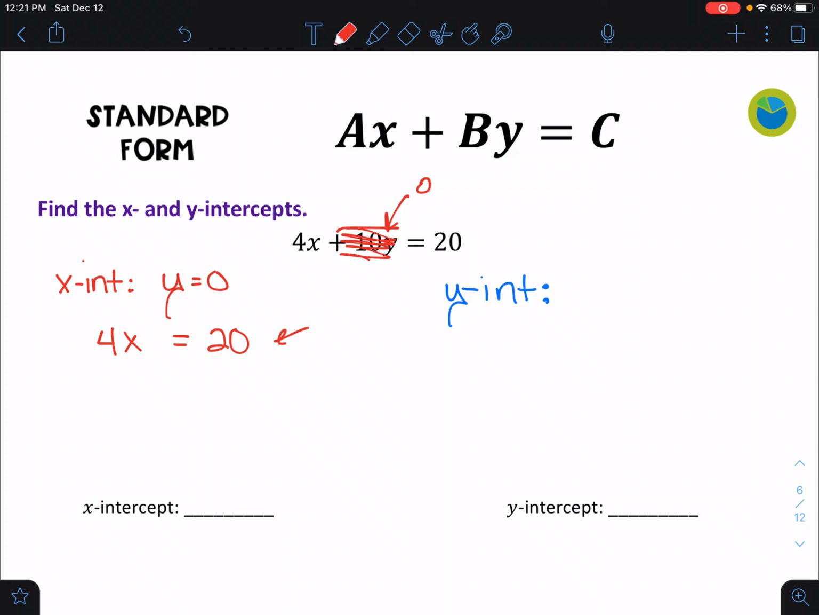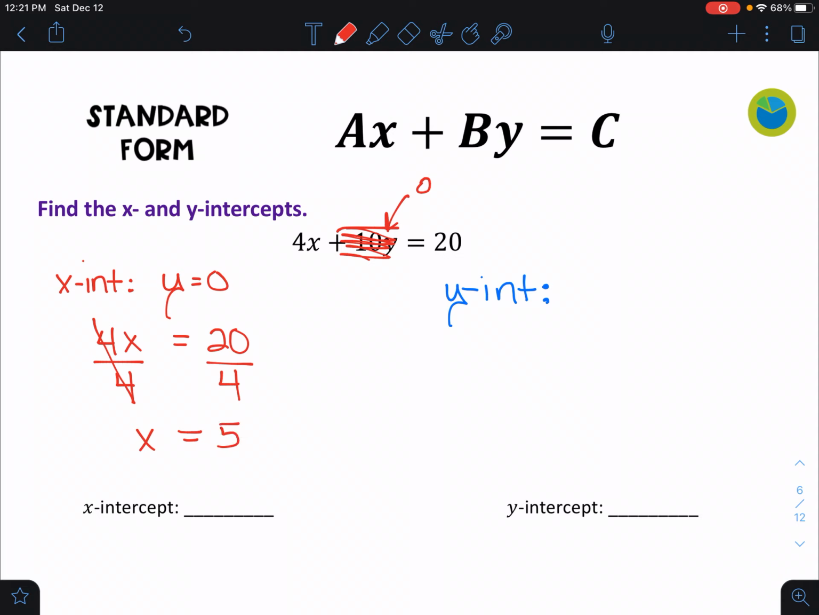So now what I'm going to do is solve this equation right here for x. So I'm going to say, how do I solve this? We did this at the beginning of the year. That's 4 times x. So I'm going to do the opposite and divide by 4. I need to do that on both sides. This cancels out. 4 and 4 is 1. So this is 1x equals 5.